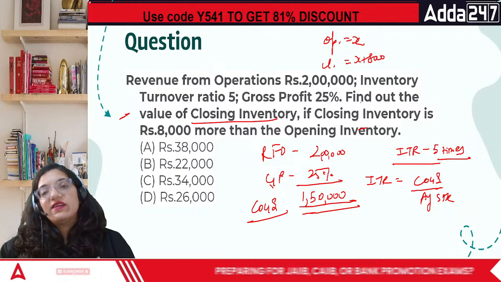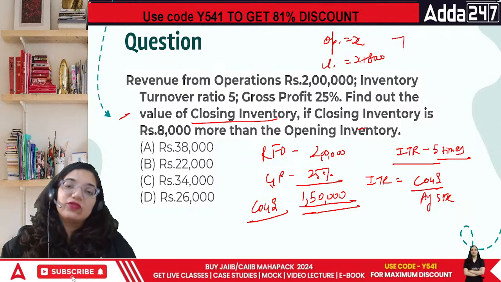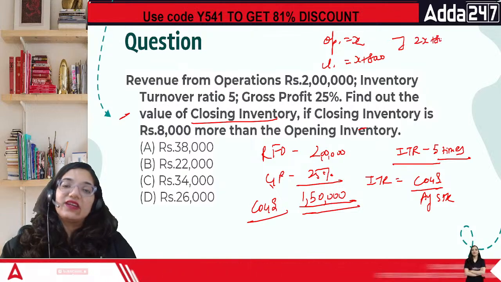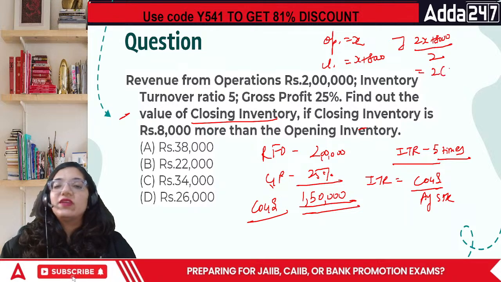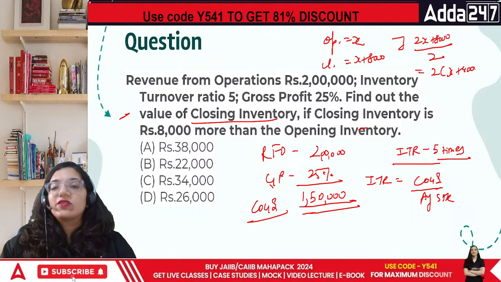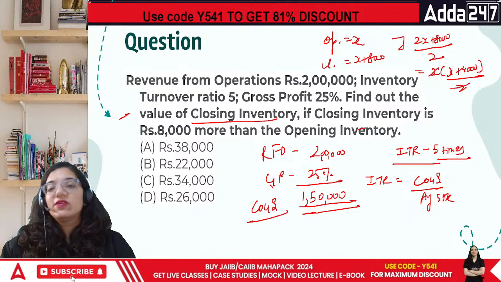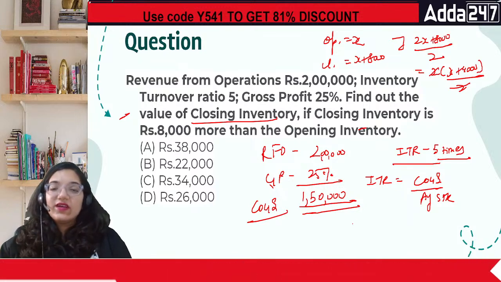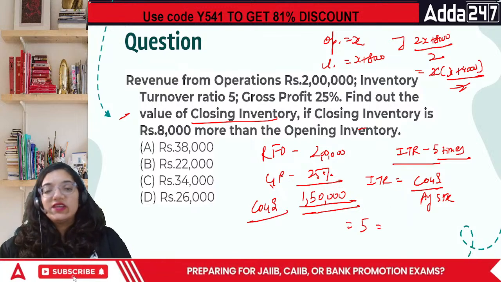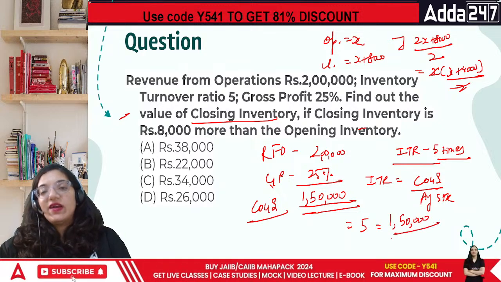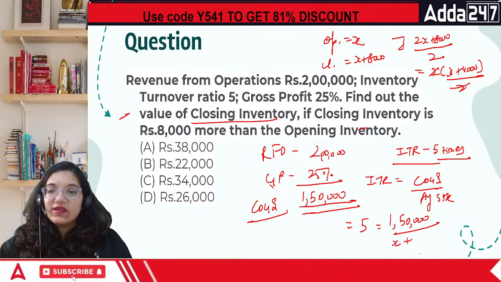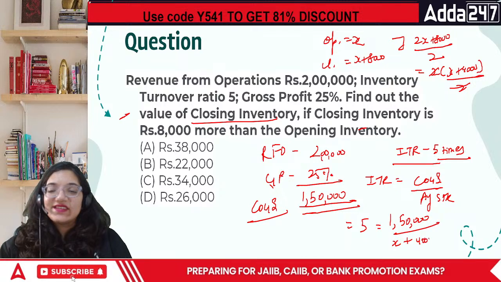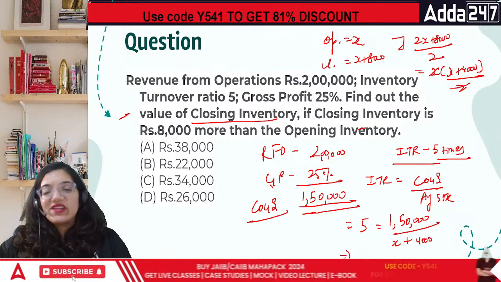That makes the average of these two 2X plus 8,000 divided by 2. Taking 2 as common, X plus 4,000 divided by 2. So this is our average stock. Our ITR is 5 times. Our COGS is 1,50,000 divided by X plus 4,000. So by just displacing it, you can get the answer.